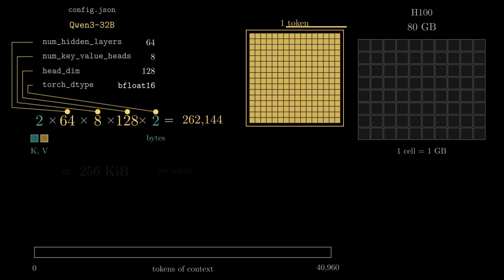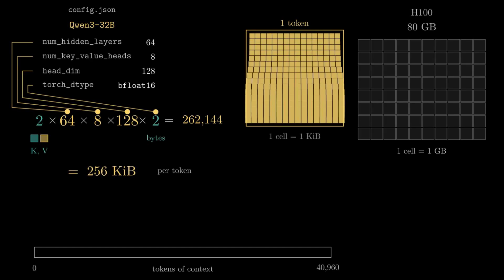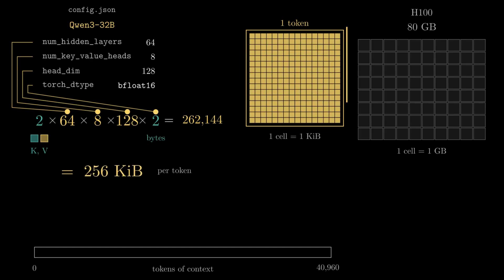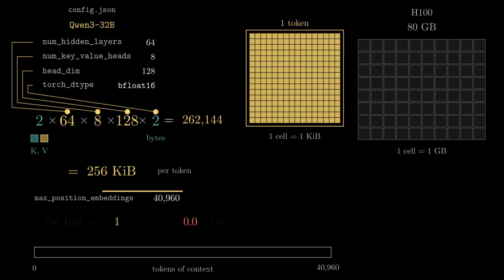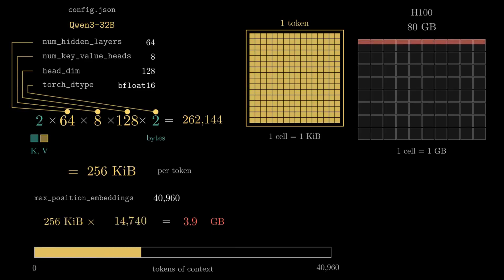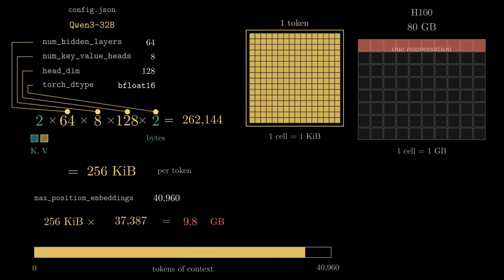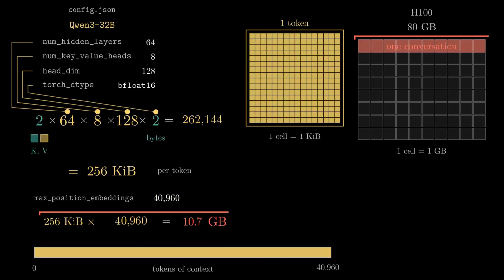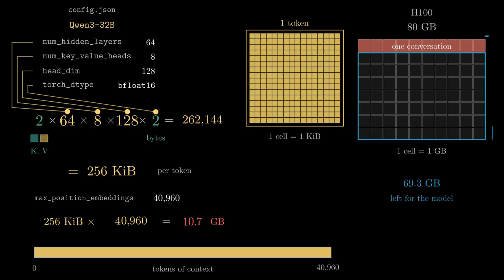A single token of context costs you 256 kibibytes. Which sounds harmless and is not, because you pay it per token, and this model will happily accept 40,960 of them. So fill its context right up, and the cache for that one conversation is 10.7 gigabytes. On a card that holds 80 gigabytes in total, and has to fit the model itself in there as well.